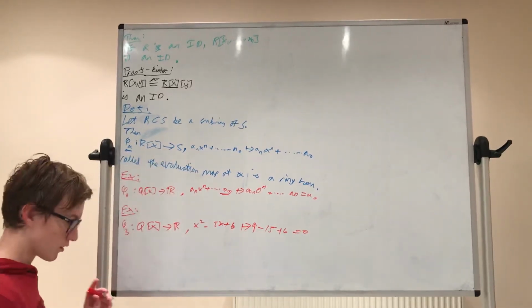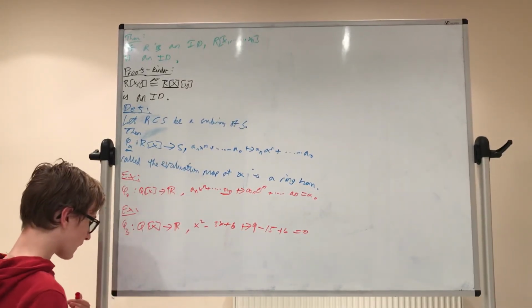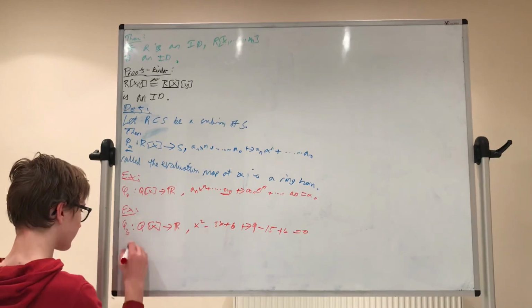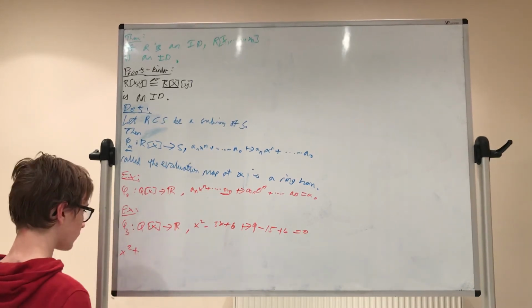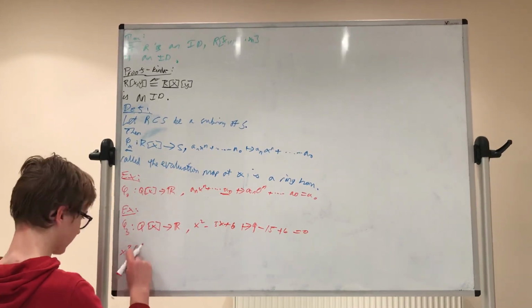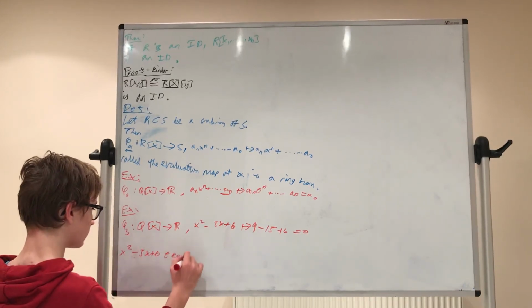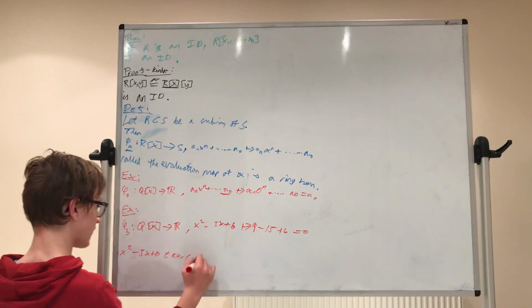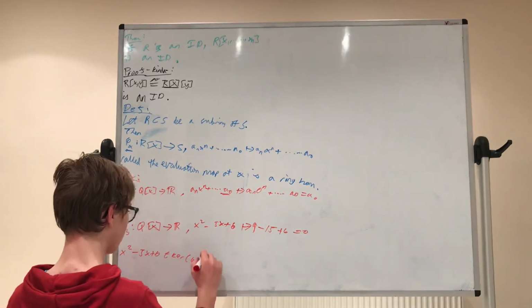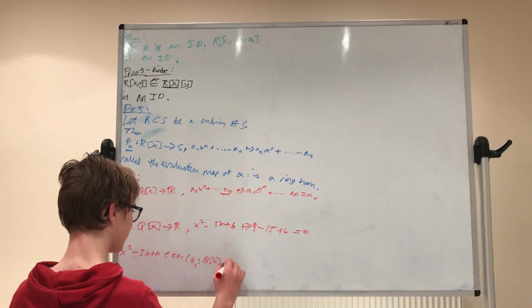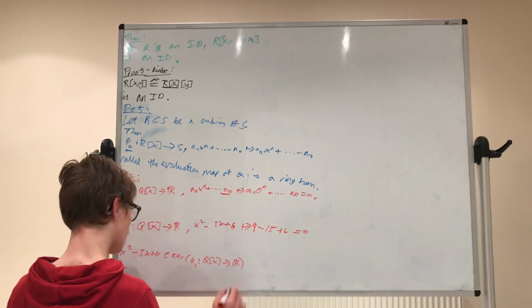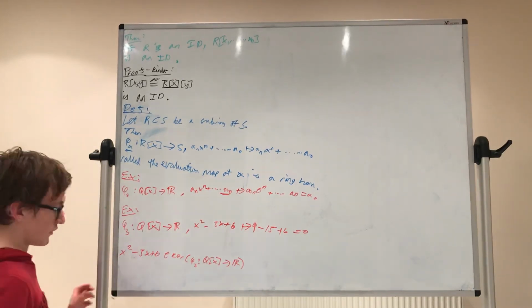Therefore, the polynomial x squared minus 5x plus 6 is in the kernel of phi_3, the evaluation map at 3. And that's a nice example.